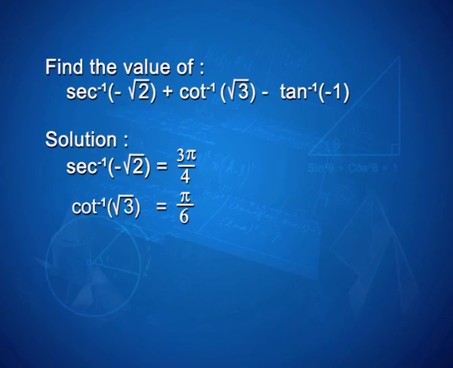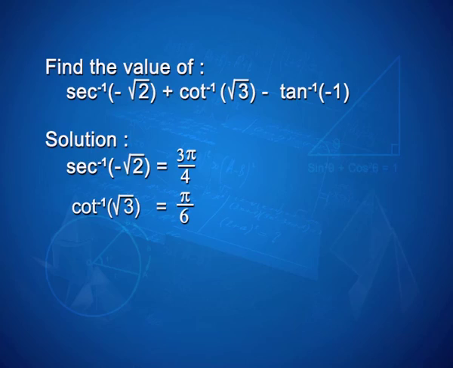Similarly, spend a minute thinking about what would be cot inverse of root 3. The first thing that should flash into your mind is what was the principal value branch range for cot inverse? Open interval 0 to pi. So, if I take y to be the same as cot inverse root 3, then I need that y which gives me cot of y to be root 3. Between 0 to pi, the probable answer is pi by 6.